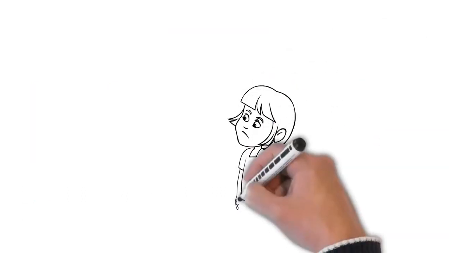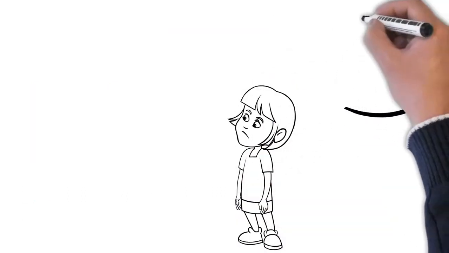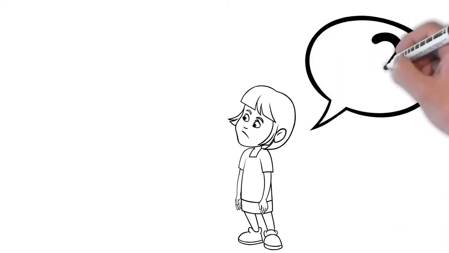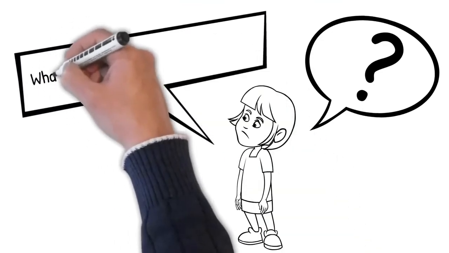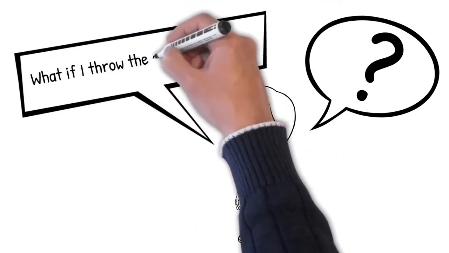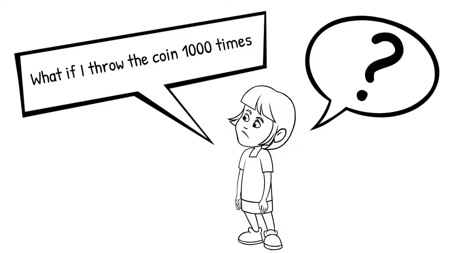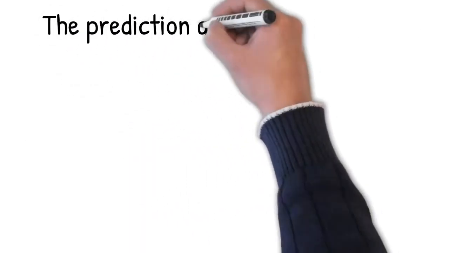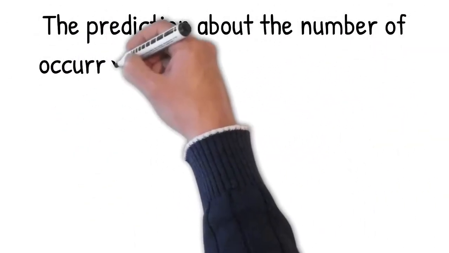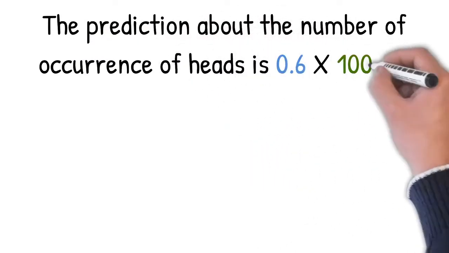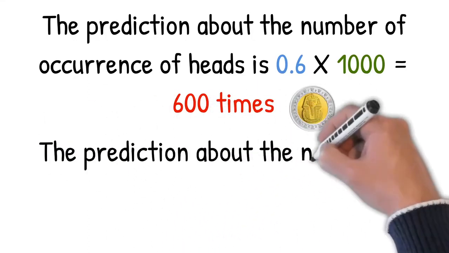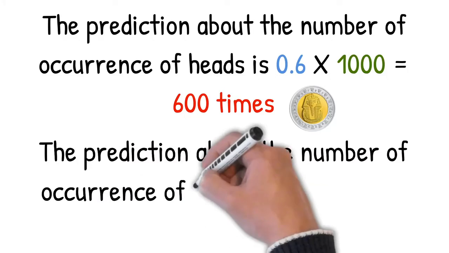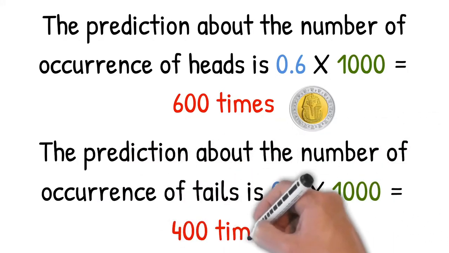The question here: what can we do with these results? These results help us to predict the results for higher numbers of trials. So we can predict the number of occurrences of heads and tails when tossing the same coin 1000 times. Let's calculate it. The prediction about the number of occurrences of heads is 0.6 times 1000 equals 600 times, while the prediction about the number of occurrences of tails is 0.4 times 1000 equals 400 times.